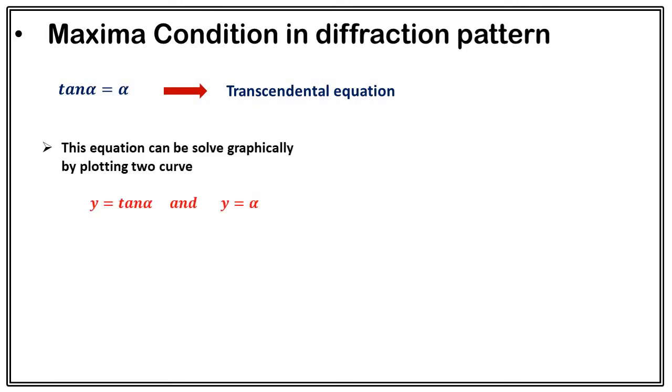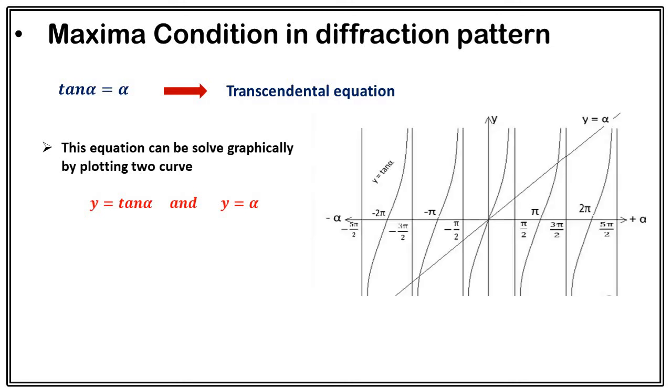Okay. Now move to the maxima condition. As we know, tan alpha equals alpha is a condition for maxima, but this is a transcendental equation. So it means we cannot solve it analytically. A better way to deal with a transcendental equation is the graphical method. To do that, we just need to plot two curves, which are y equals tan alpha and y equals alpha. Here y is not light disturbance, it's just a common term y. Okay. If you plot it down, you will find a curve like this.